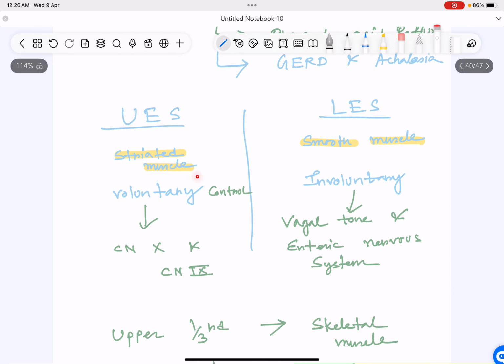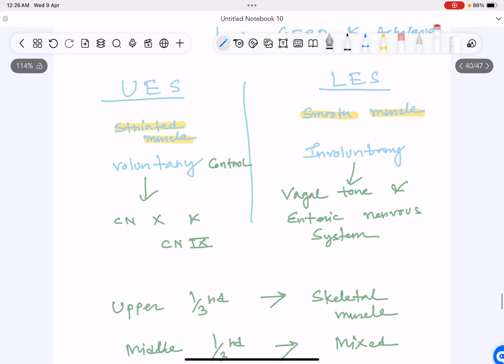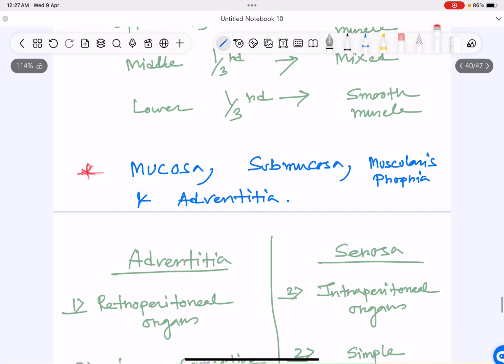The upper esophageal sphincter is voluntarily controlled because it is controlled by cranial nerves 9 and 10. You can control it yourself. But the lower esophageal sphincter is involuntary, under the control of the vagus nerve mainly, but also the enteric nervous system. So it's an involuntary sphincter.